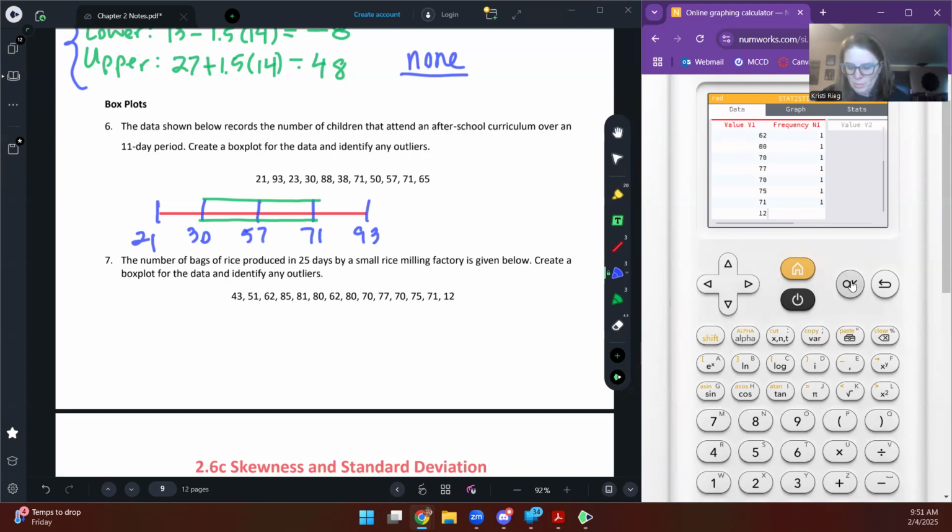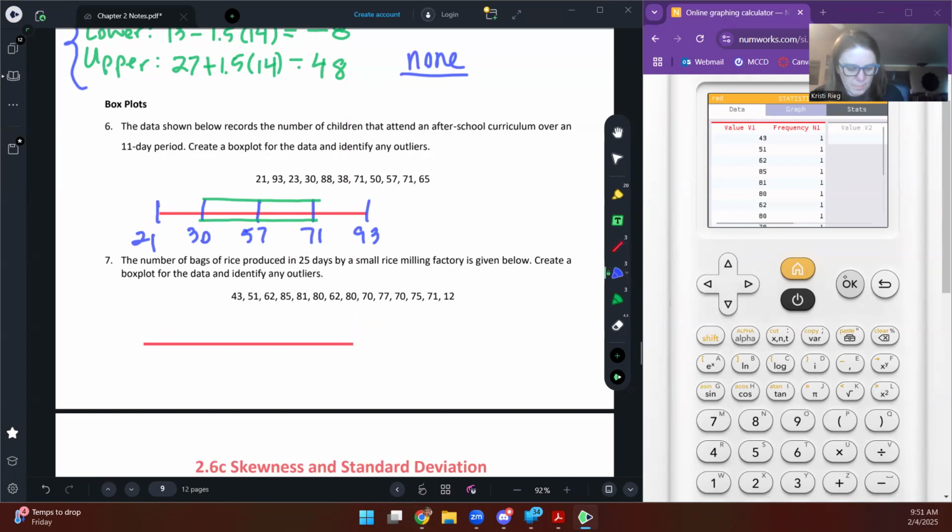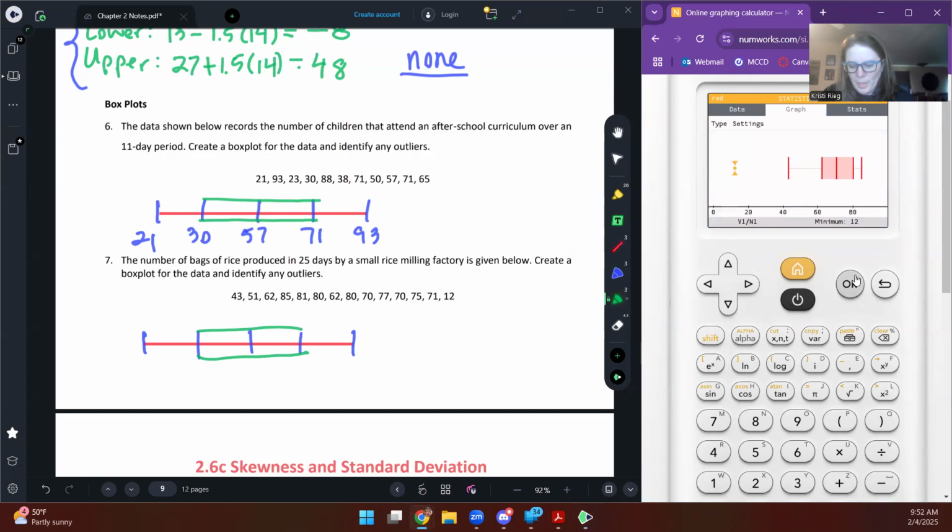I'm going to go up to the top, go to my graph, because I don't really need to write out the 5-number summary from the stats page. I could just write it out from the graph. I want these 5 numbers here, and here's my box. And if I go to the graph and I go to box plot, notice this number right here, which is 12, which is the minimum, is kind of like hanging out by itself. So this is what's going on.